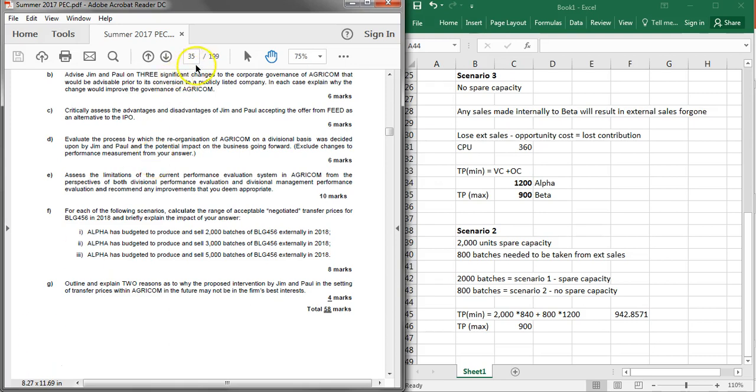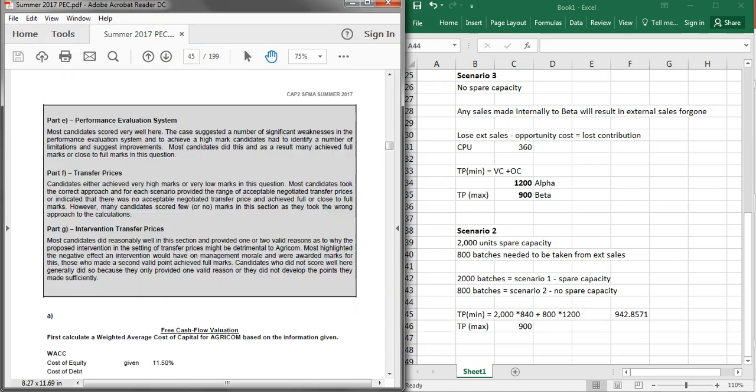Just want to show you very briefly the examiner feedback that year. In terms of the transfer pricing requirement, candidates either scored very high or very low marks, and that was very much closely related to if you practiced transfer pricing past exam questions, particularly Autumn 13 question 2, you would have nearly got full marks very quickly. In terms of the narrative, many candidates did reasonably well in the section, provided 1 or 2 valid answers. Candidates who did not score well here did so because they only provided 1 valid reason or did not develop the points.